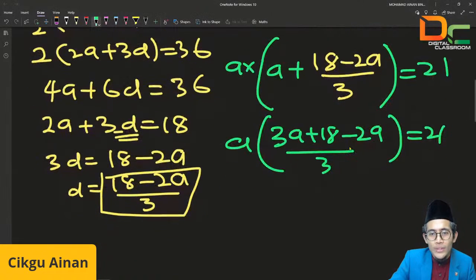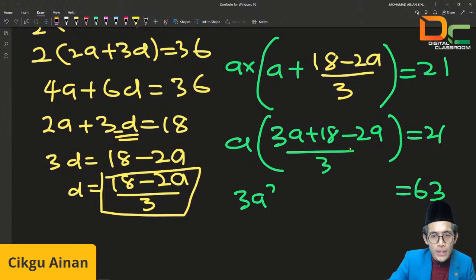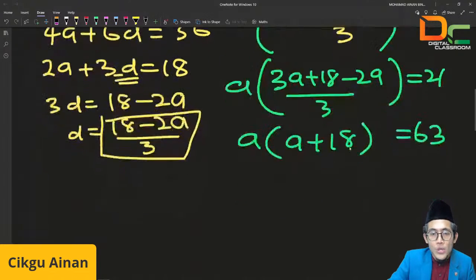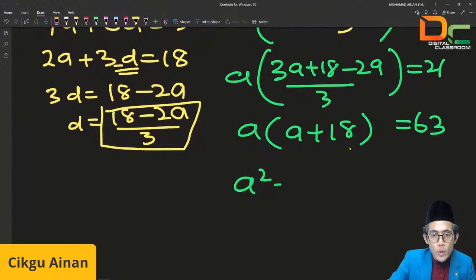Okay, now we can get rid of the 3. Multiply everything, right hand side, left hand side, multiply by 3. Okay, so we get 63. And then A multiply inside. So 3A squared. Oh, we can solve this. 3A minus 2A is A. A plus 18. Okay, this one we can expand. So A square plus 18A minus 63 equals 0.